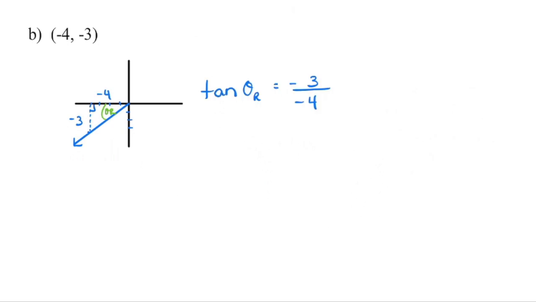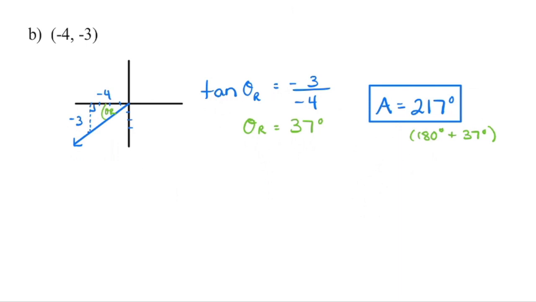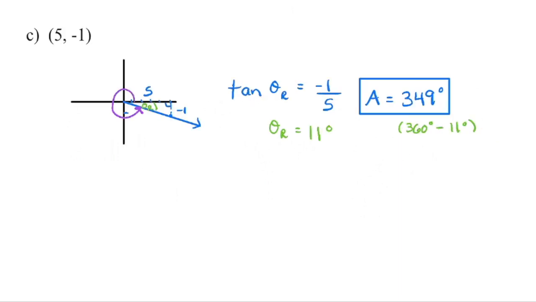And then when you enter it in your calculator, a negative divided by negative is a positive, so it's kind of irrelevant in this case. Second function, tangent of that 0.75 is going to give us a 37-degree reference angle. So then if we're looking for the angle of rotation, that's 180 plus another 37 gives us an angle of 217 degrees. And our final one, so our last point is 5, -1.